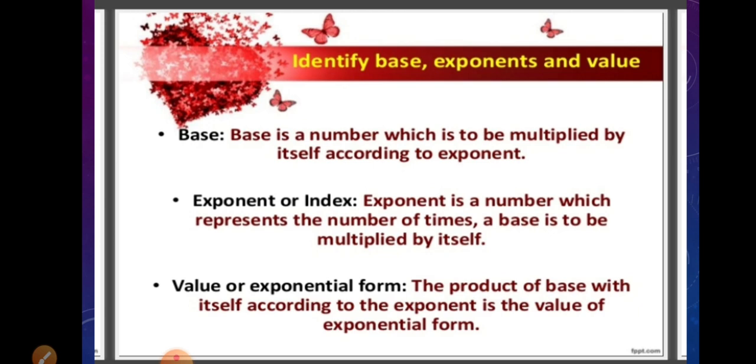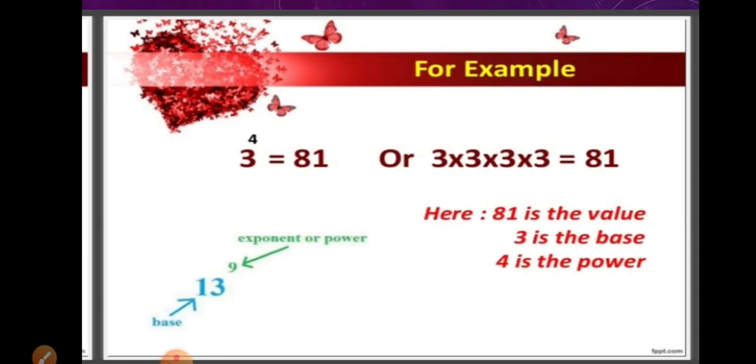Value or exponential form: the product of the base with itself according to the exponent is the value of the exponential form. The value you get by solving 8 to the power 2 means 8 into 8, which gives 64. This is the value of 8 to the power 2. So 64 is the value.